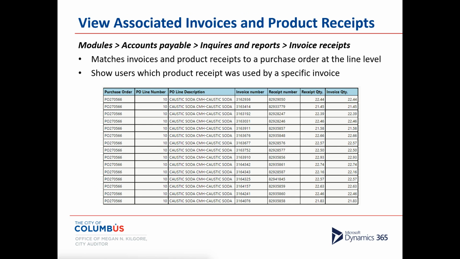And then it also links back to the PO line number that was referenced by both the invoice number and the product receipt. So this is, again, another useful tool in helping us identify potentially a specific product receipt that still has a remaining quantity, or a product receipt that isn't used and that may need to be corrected or canceled prior to us finalizing a purchase order.